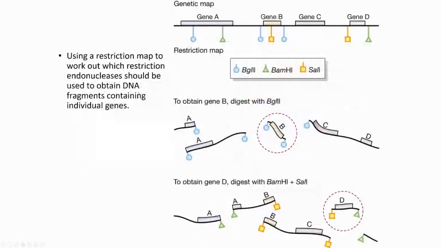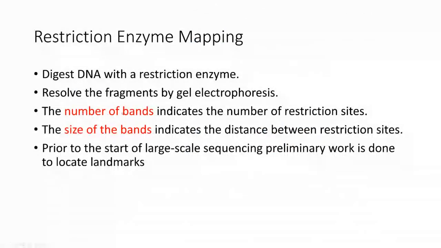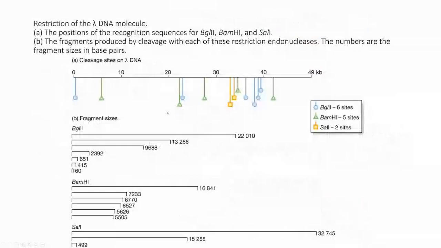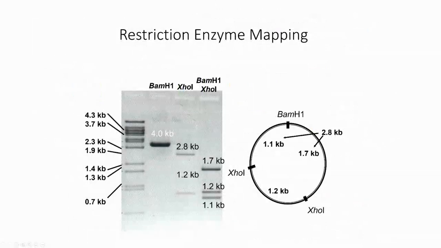Okay. So that's why the number of bands can give you how many cut sites. So let's say for this one, the circular DNA.